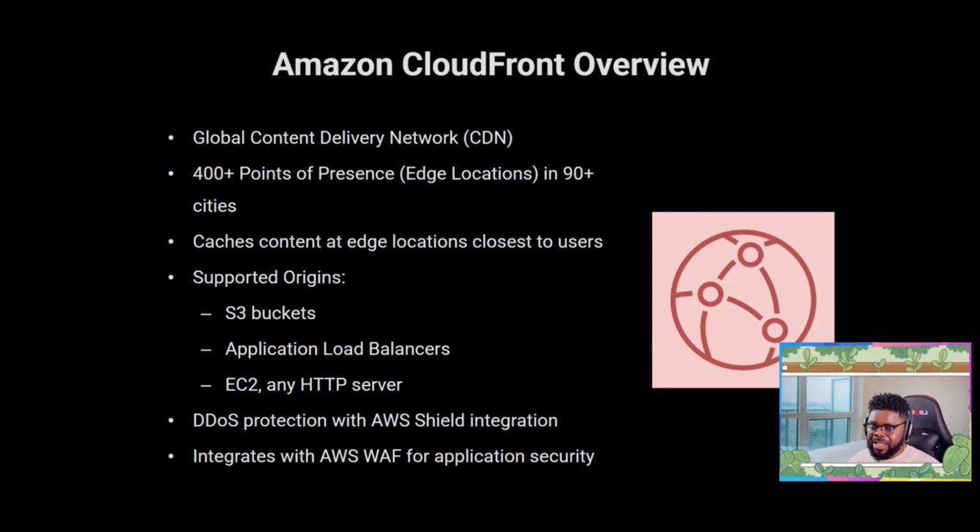The user is in Africa, your data is in the US, your files are in the US. The usual trouble that the person will have to go through the internet and do all that is taken away because AWS has so many edge locations that it can serve your data from in a very fast way. And it supports so many origins, right? S3, application load balancers, EC2, any HTTP endpoint server.